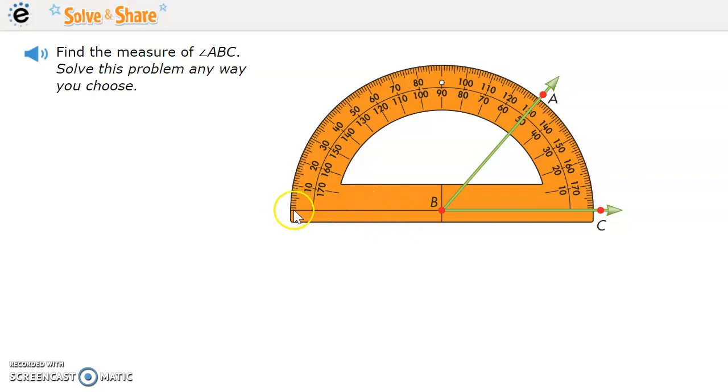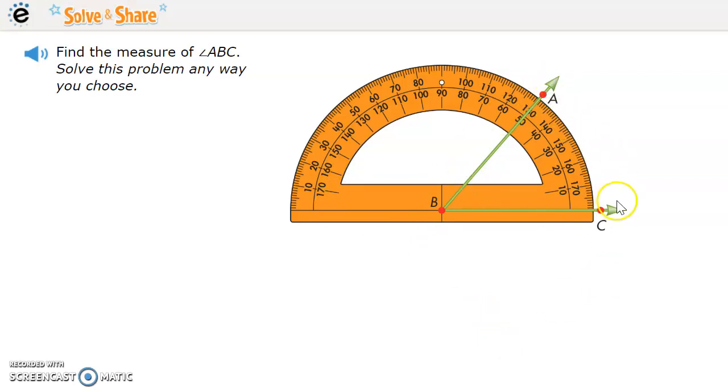So if we had a straight line that followed ray C and went all the way across, that would be 180 degrees. So you can see this would be 0 if we're using the top numbers. And we're going to 180. All right, if you notice, there's also a set of numbers on the bottom of the protractor here. And they're opposite. They start at 0 and they go around to 180 in the opposite direction.